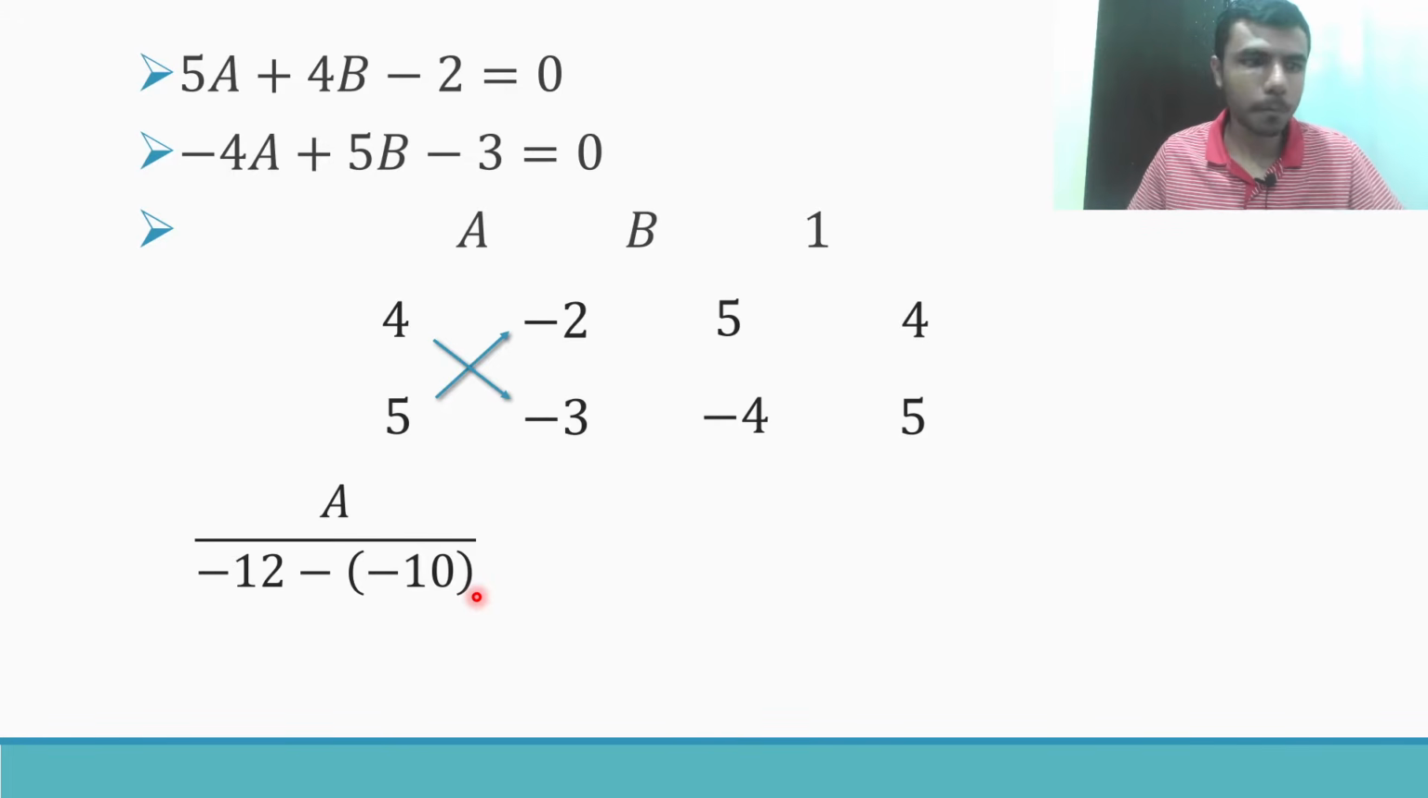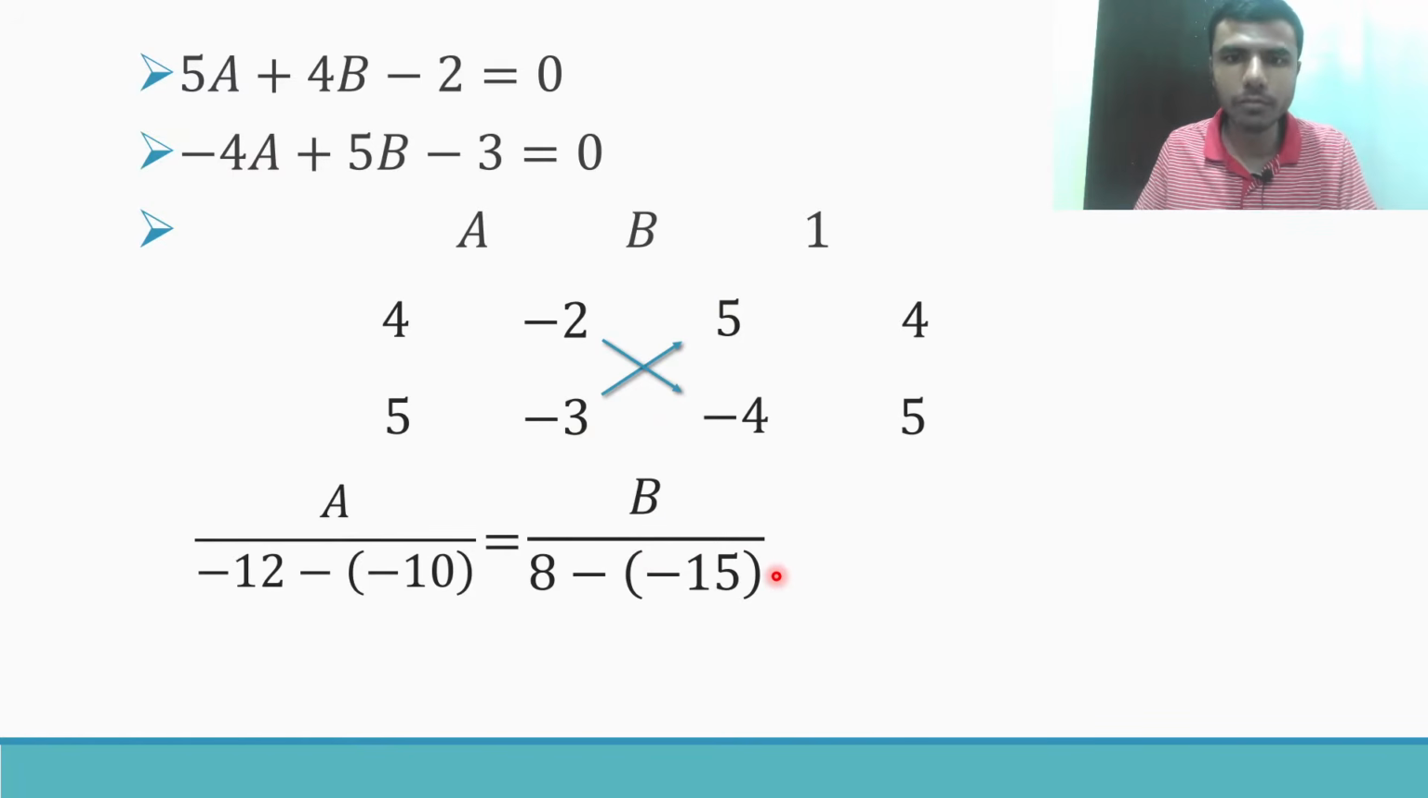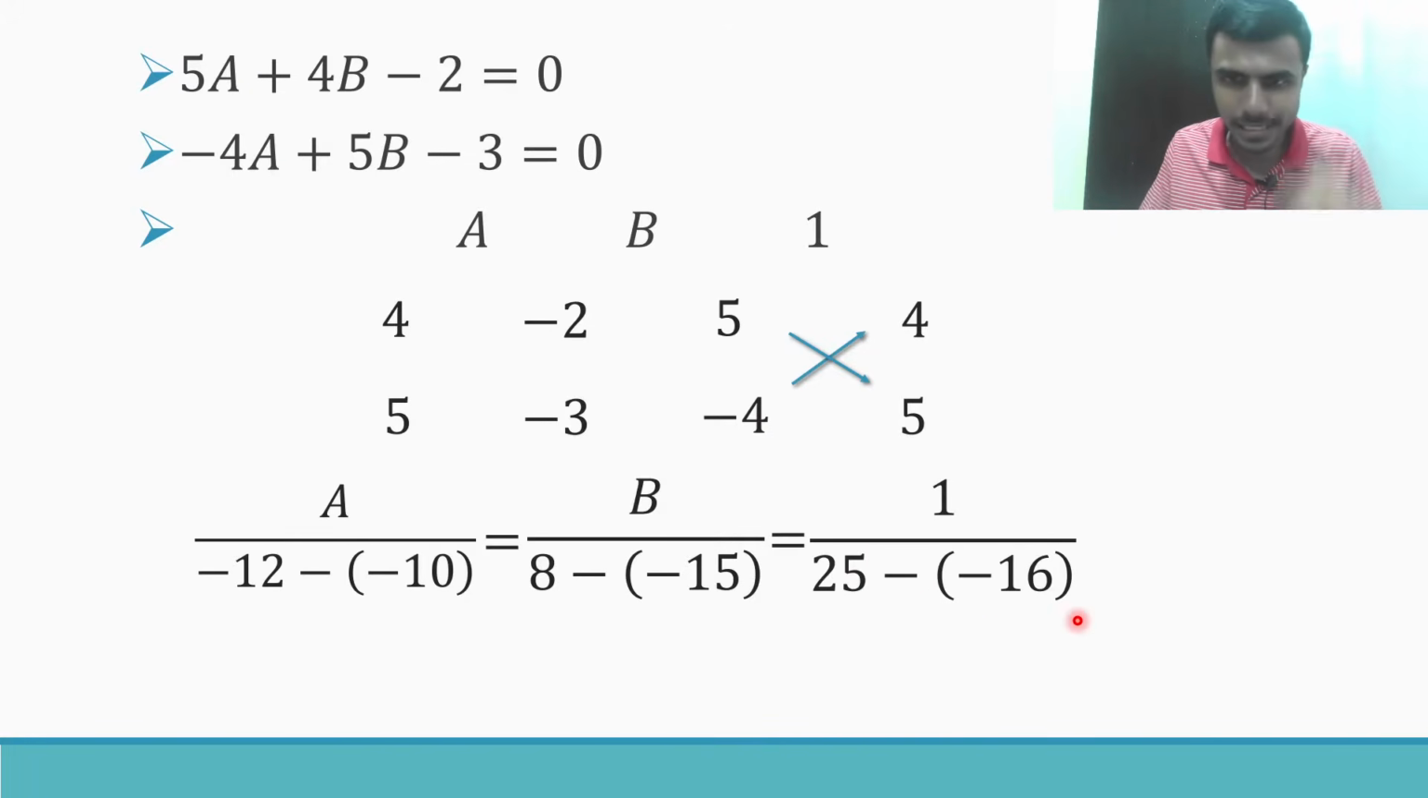Fine. Next, now b divided by is equal to b divided by minus 2 into minus 4, which is nothing but plus 8, minus 3 into 5 is minus 15. So b divided by 8 minus of minus 15. That's what I would have here. All good. Next, this is equal to 1 divided by 5 5s are 25 minus 4 into 4 is minus 16. So 25 minus of minus 16.